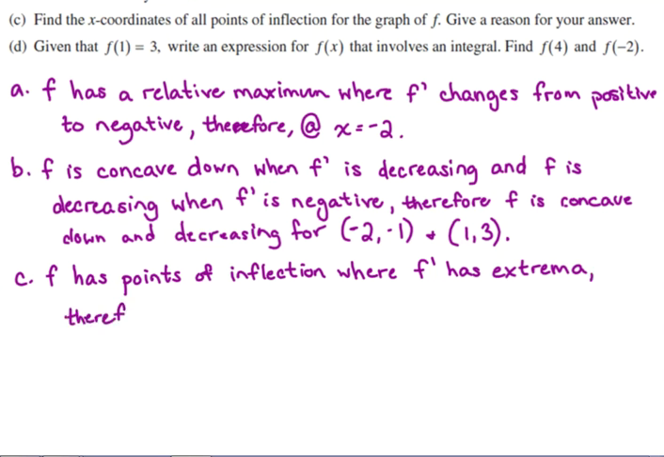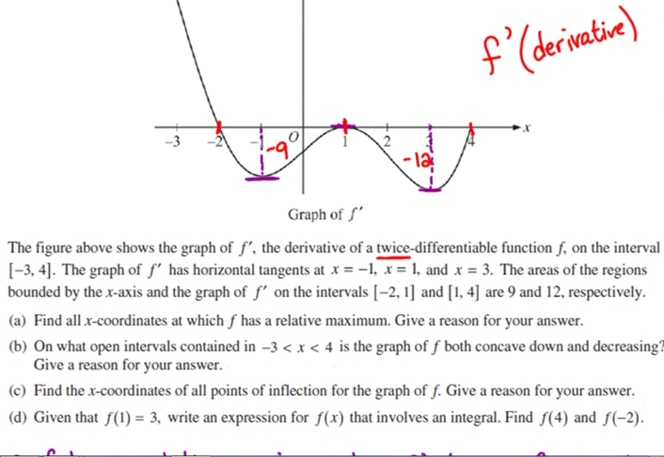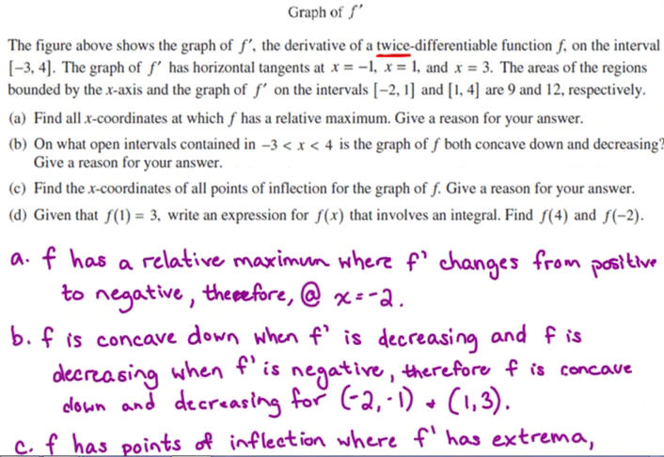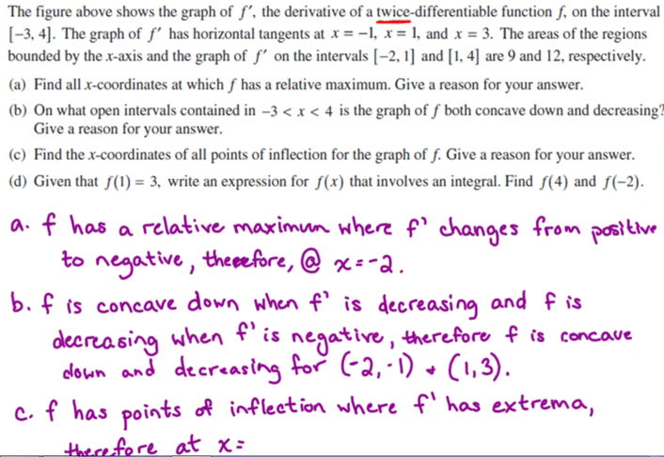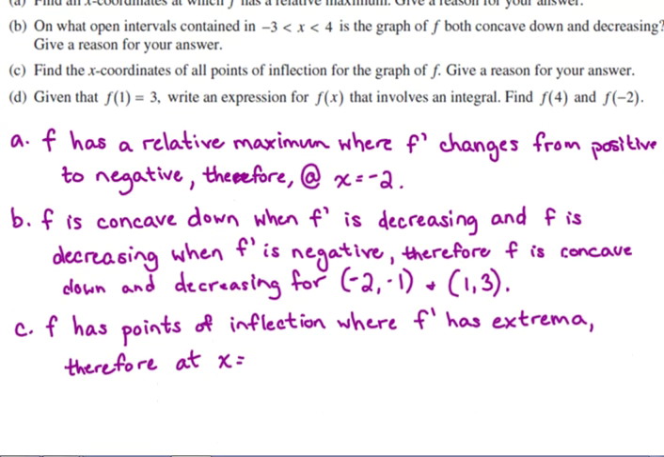Therefore, at x equals, where's our extrema? -1, +1, and 3. It's -1, +1, and 3. So again, 1 point for your values, 1 point for your reason.